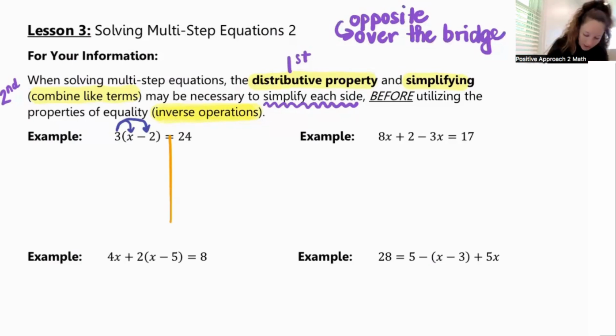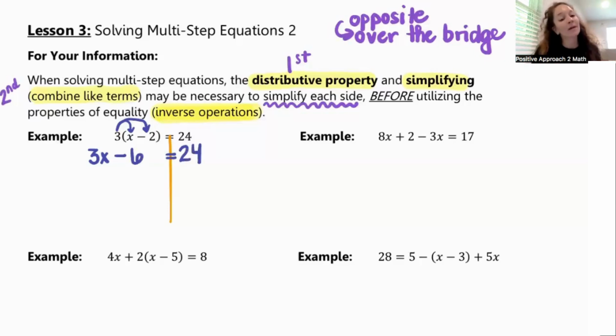So we're going to do 3 times x, which will leave us with 3x, and 3 times -2, which will leave us with -6. And that right-hand side is just a singular value. It's going to stay 24. So I'm going to look at that left-hand side, and I'm going to say, is there anything else I can simplify? I did do my distributive property, but now are there any like terms I can combine? And the answer is no.